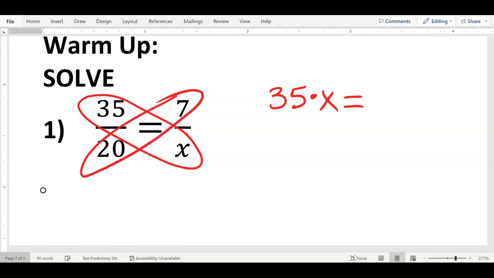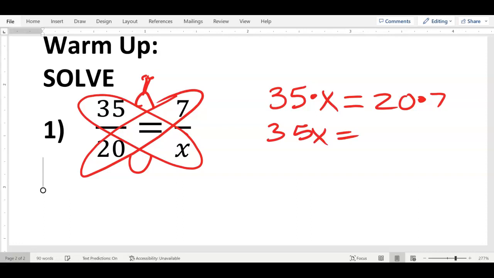And then multiply the other diagonal. Looks kind of like a butterfly if you really squint at it. All right, so there you go. It's beautiful. Now, 20 times 7 on the right side. So on the left, what's 35 times x? 35x. And on the right side, 20 times 7. 140.